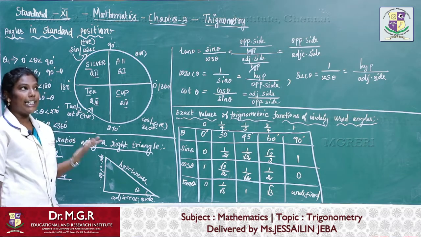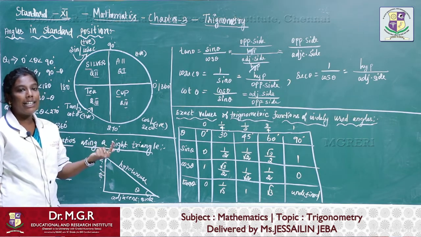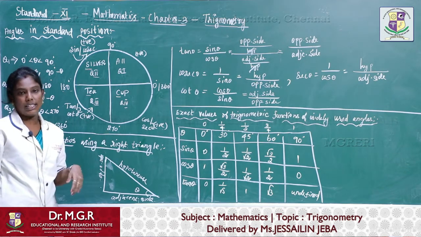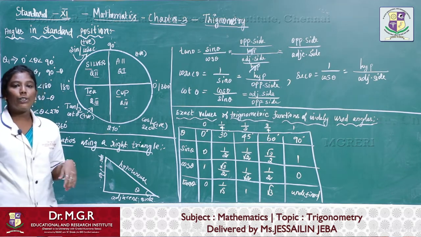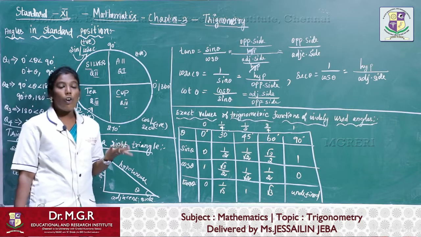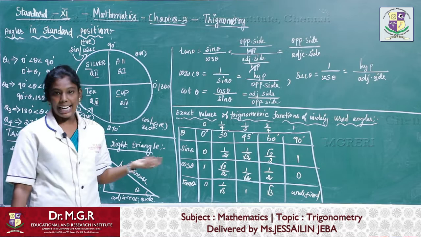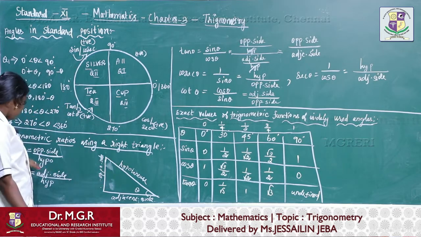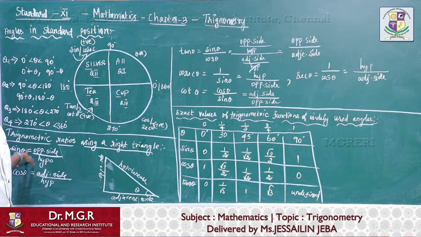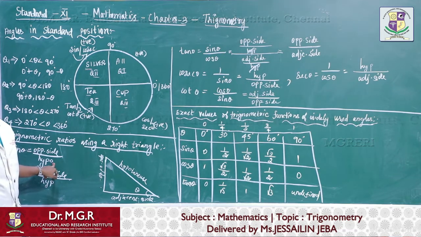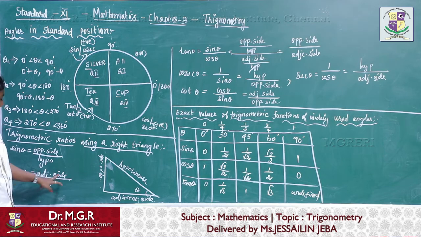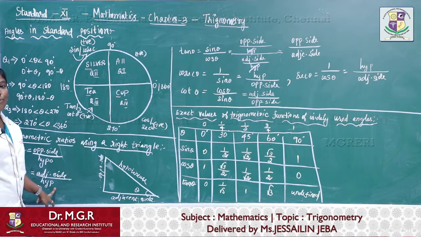Okay, so I have already told we are having 6 ratios. The 6 ratios are sine, cos, tan, cot, secant, cosecant. Now we are going to see the formulas of those 6 ratios with a right angle triangle. The formula for sine theta is opposite side by hypotenuse, and for cos theta is adjacent side by hypotenuse.